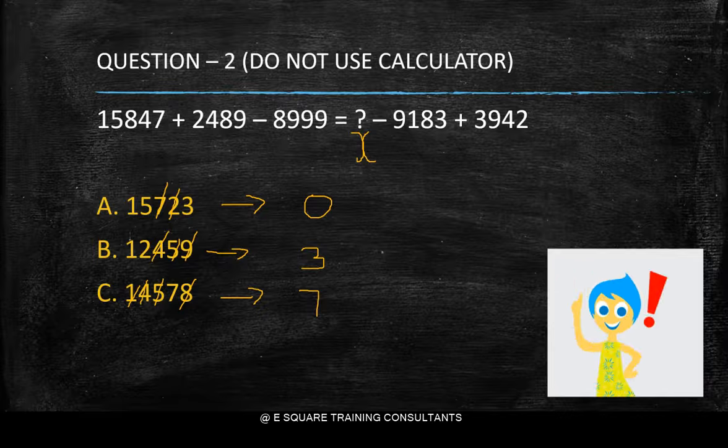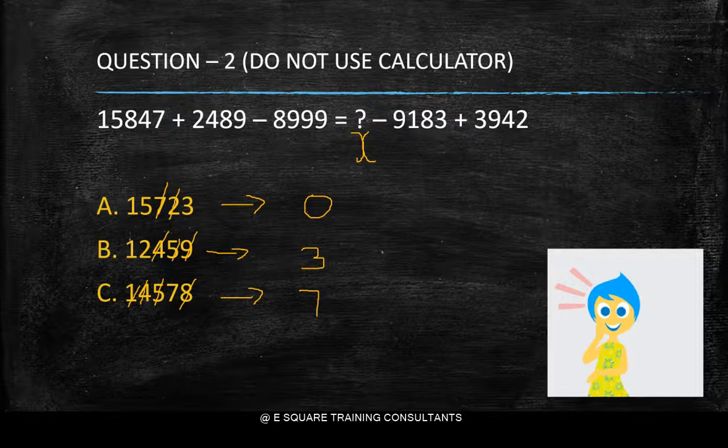So let's go to the question. 1 plus 5 is 6. 6 plus 4 is 10. 10 plus 8 is 18. 18 plus 7 is 25. So 2 plus 5 is 7.